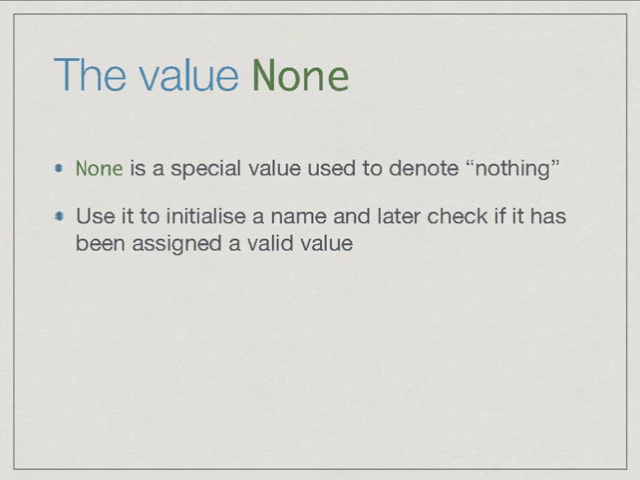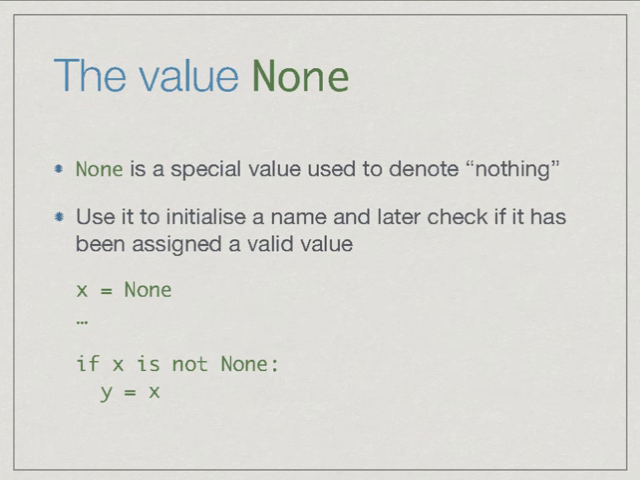So the typical use is that when we want to check whether a name has a valid value, we can initialize it to None, and later on we can check if it is still None. So initially we say x is equal to None, and finally we go ahead and say, if x is not None, then set y equal to x. In other words, y equal to x will not be executed if x is still None.